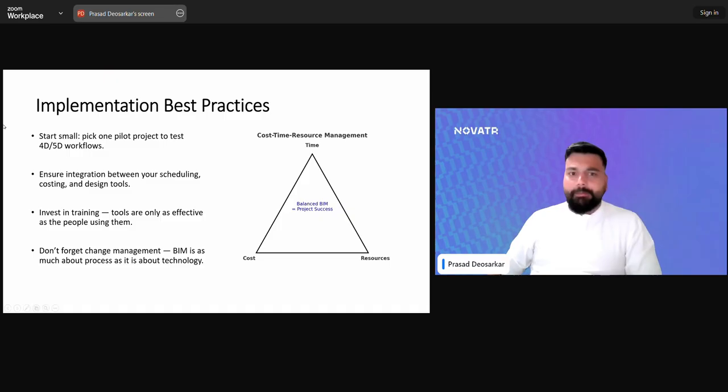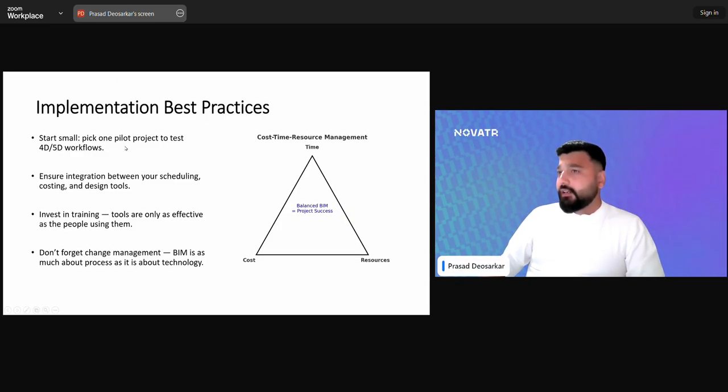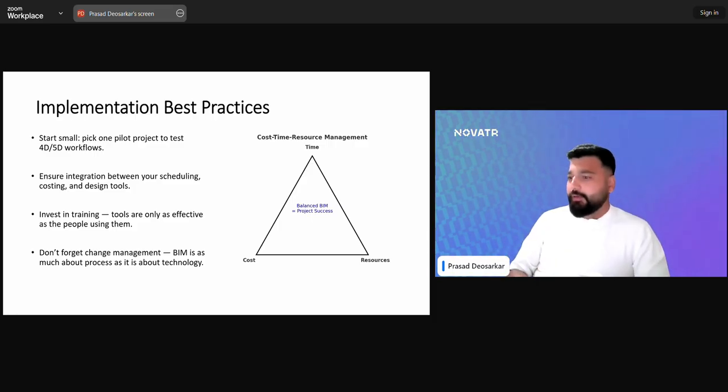So pick one pilot project to test the 4D 5D workflows. Are you able to better manage the timeline? Are you better able to manage the cost for the project? That is where you will get some insights. That is where you will be able to take some better decisions, and that is going to bring your project to success.